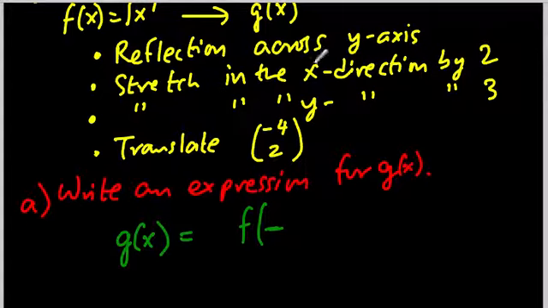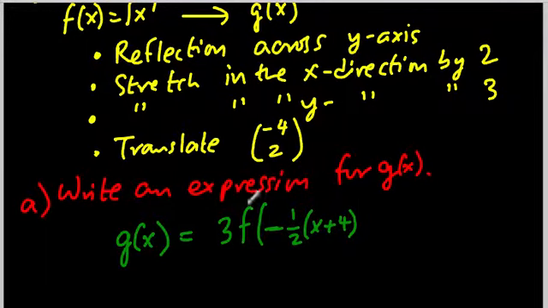Now, there's a stretch in the x direction by 2, which means that when it gets to the f, we have to put the reciprocal, so it's simply 1/2. And there's a stretch in the y direction by 3, so that's going to be outside the f, a 3 right there. Translate 4 to the left, so it's going to be x plus 4, and remember, it has to be factored inside the f. And then finally, it's 2 up, so it's going to be plus 2.